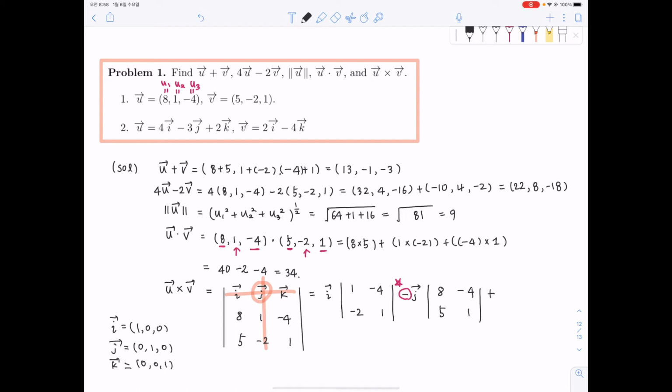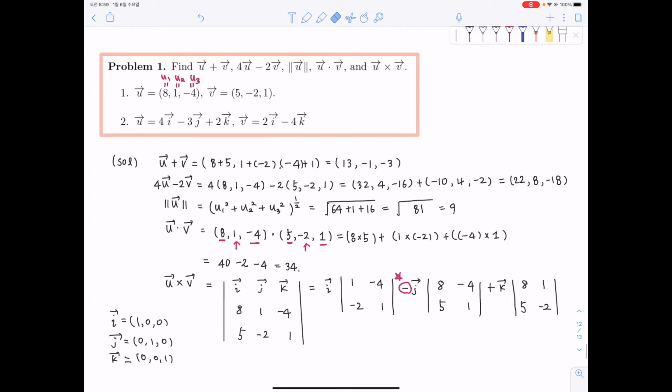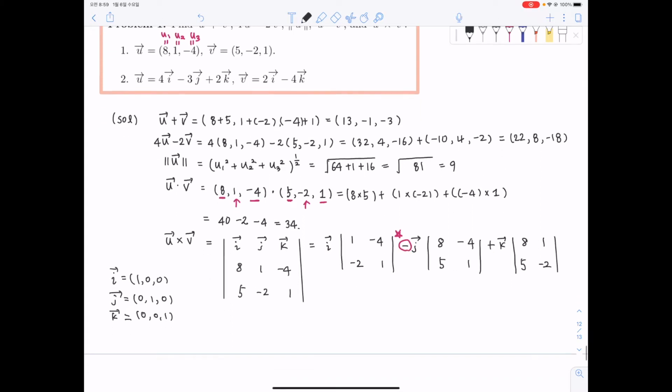And again, plus k. If we take k, then we delete its row and column, so we get this matrix: 8, 1, 5, minus 2. So the important thing is that the signs are plus, minus, plus. Don't forget it. So let's calculate it.